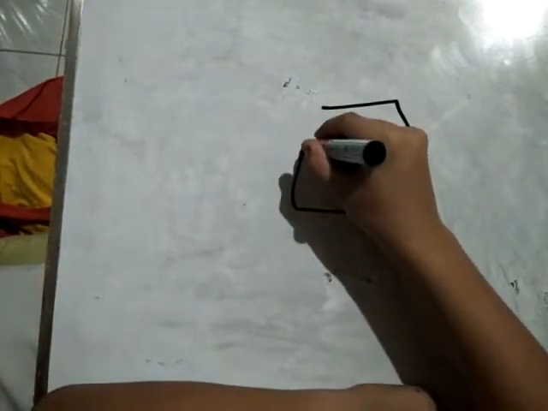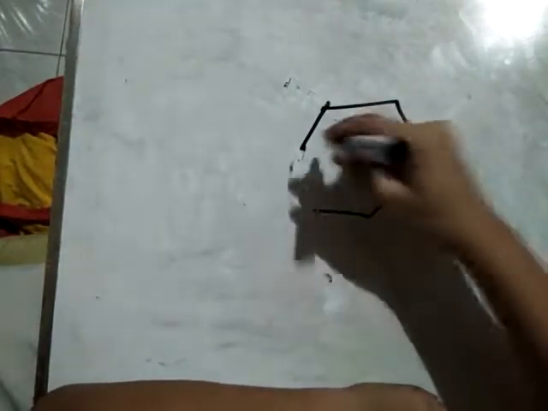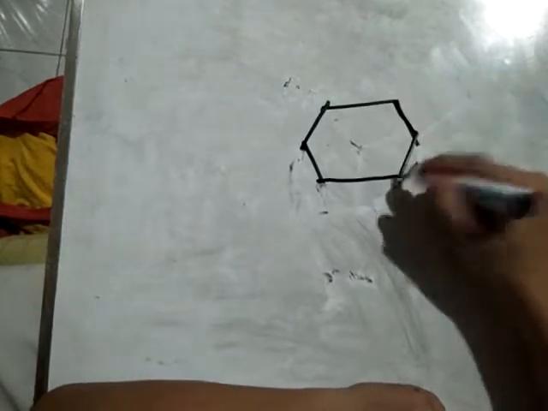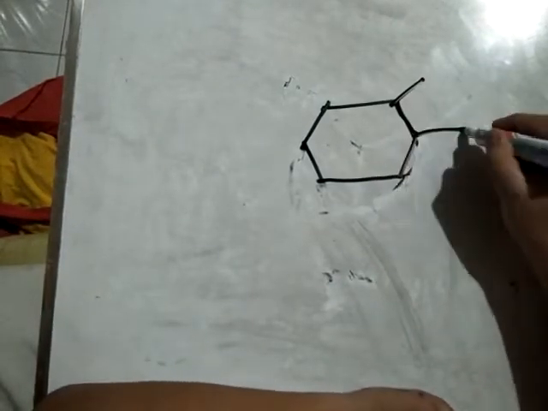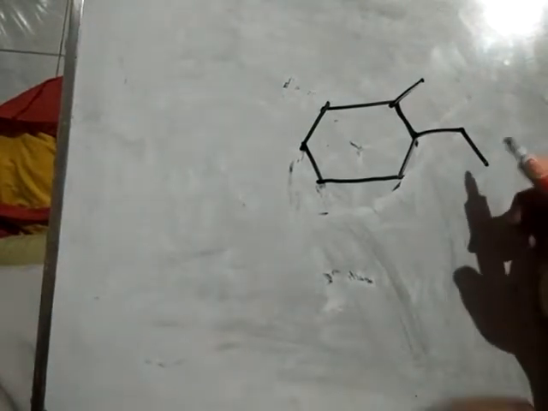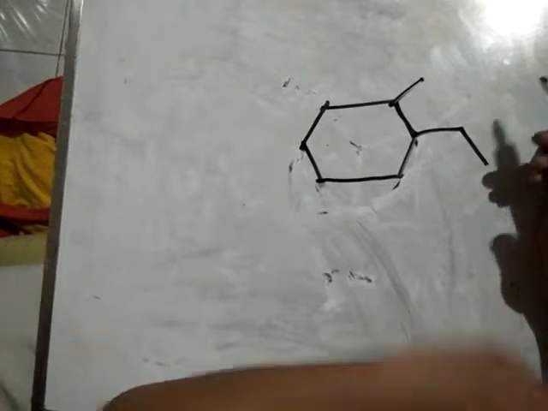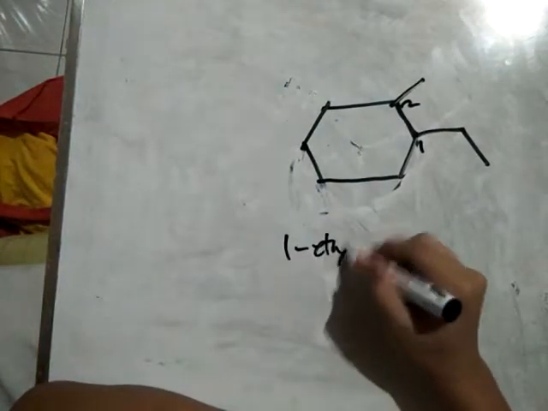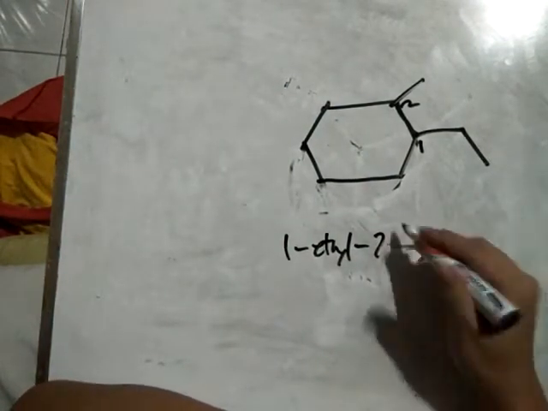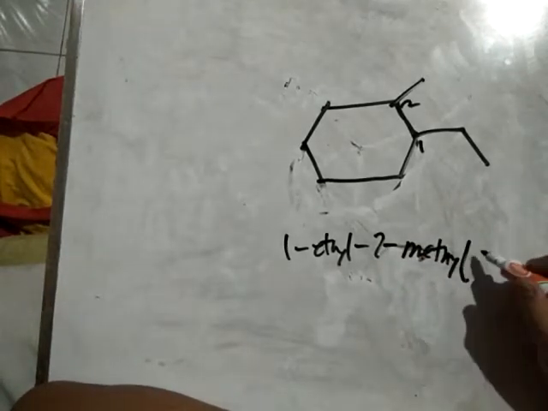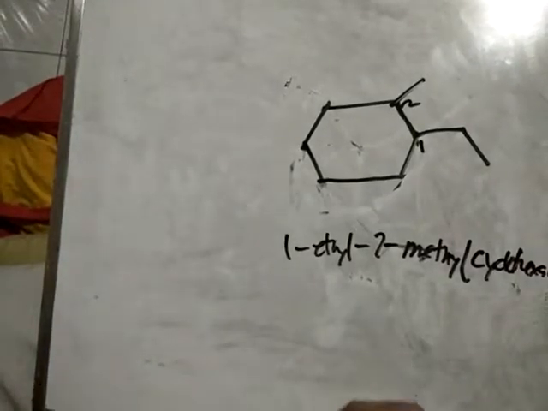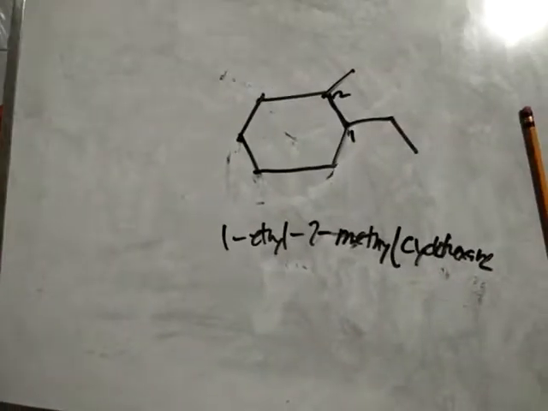So have a new compound, this one. Bad at drawing. Why do I suck so bad at drawing? Anyways. Okay. So where do we number from? You could start from anywhere, but we need the lowest number. So, ethyl before methyl. So 1, 2. That is 1-ethyl, 2-methyl, cyclohexane. So it's not on stage. Actually, I should move my thing. Cyclohexane.